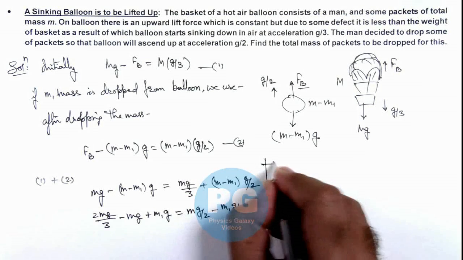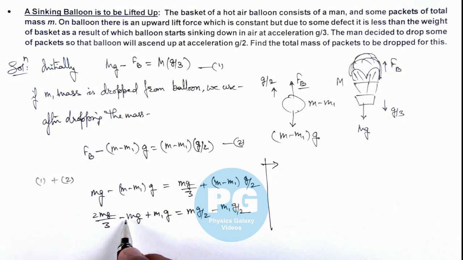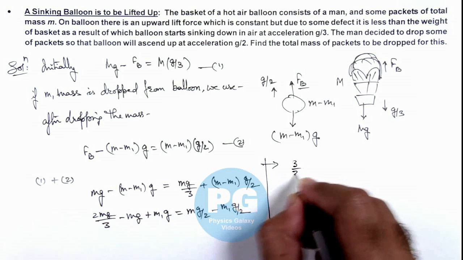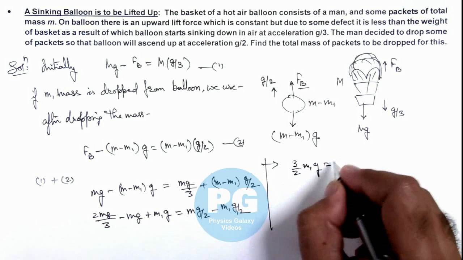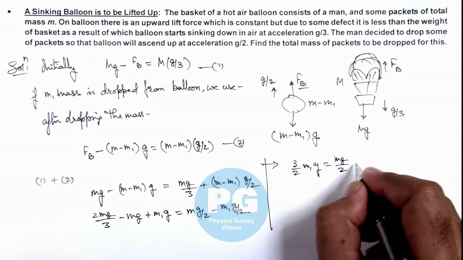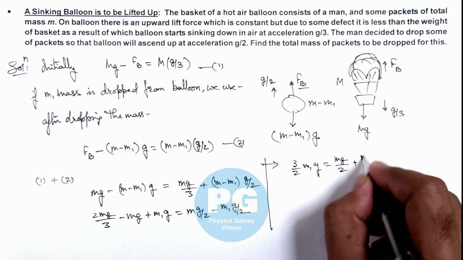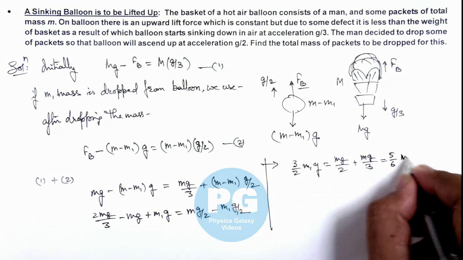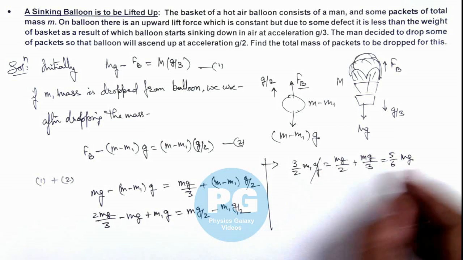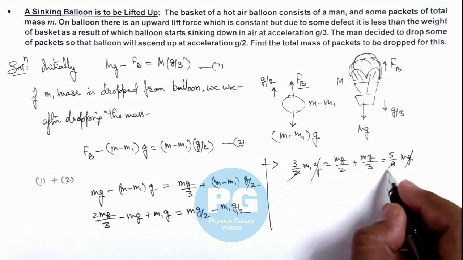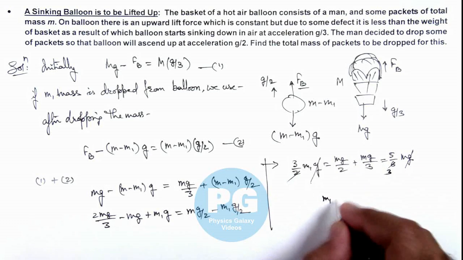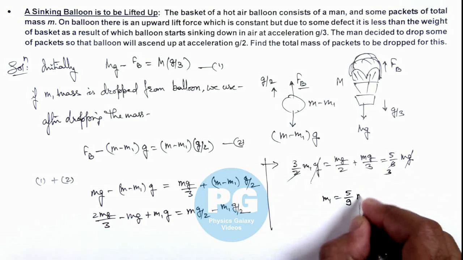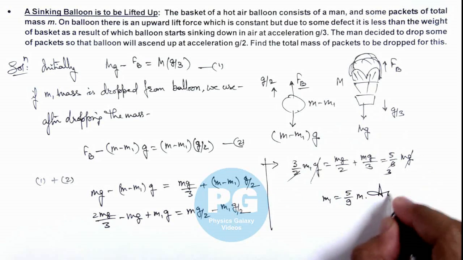Here if we further simplify, you can see this left hand side term can be taken on the right hand side, and this term can be taken on the left hand side. So this 3/2 m1g is equal to this side mg/2, and this is minus mg/3, so this will become plus mg/3, and this is 5/6 mg. Further, if we simplify here, g gets cancelled out, we can also cancel this 2. So the value of m1 here, we are getting it as 5/9 times the total mass of the basket, which is the final result of this problem.